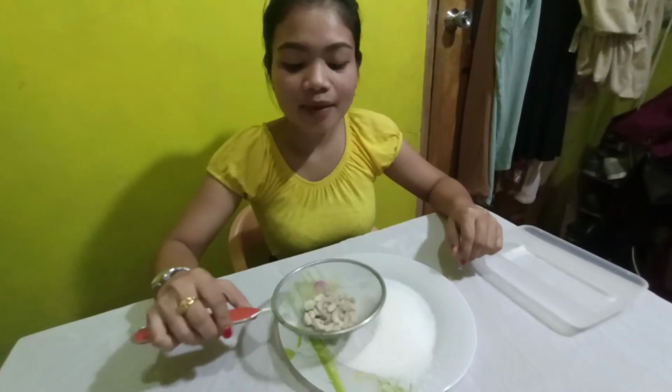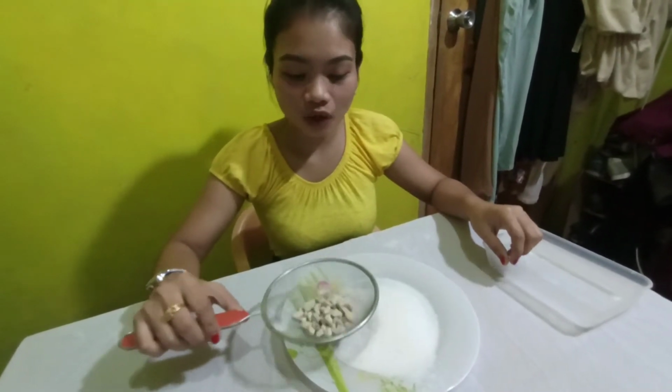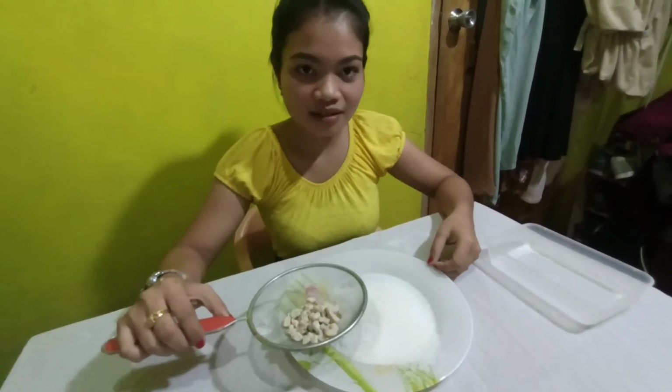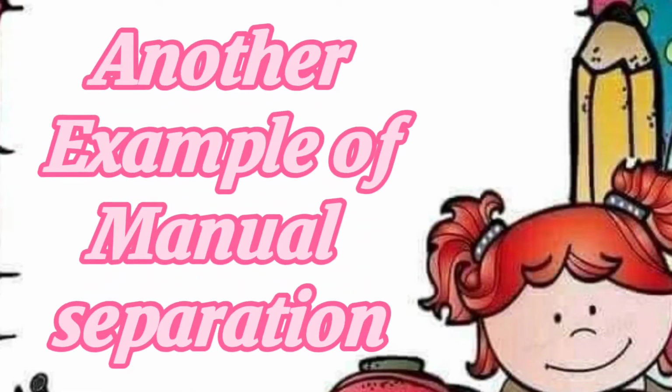As you can see, the pebbles remain in the strainer and the sugar is separated from the pebbles. Another example of manual separation. Since we're done with the sugar and the pebbles, let us try another example of manual separation using our hands.